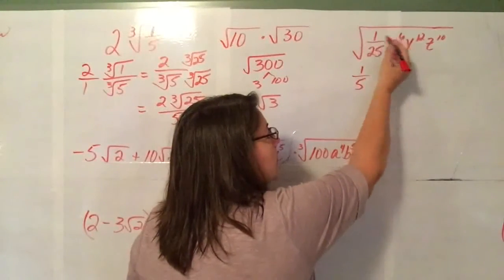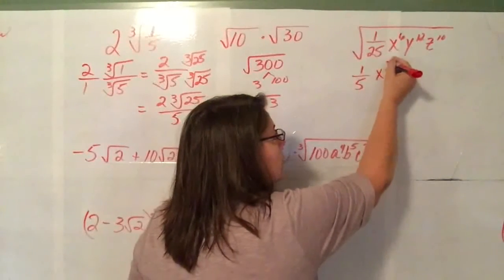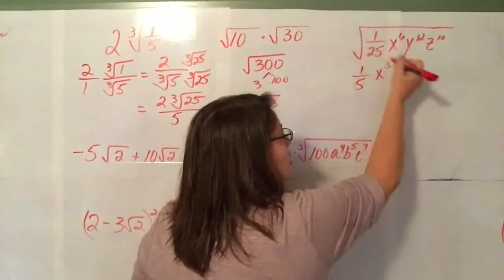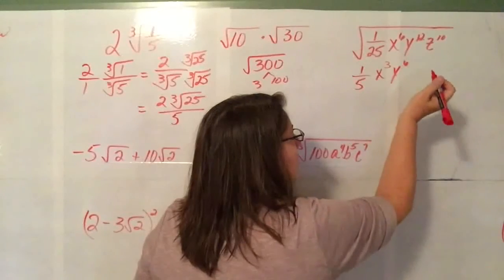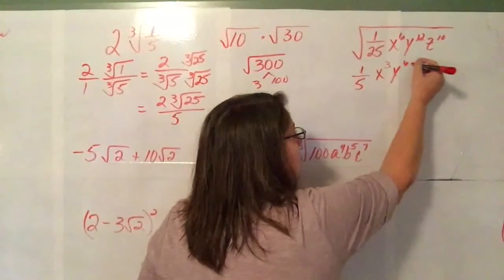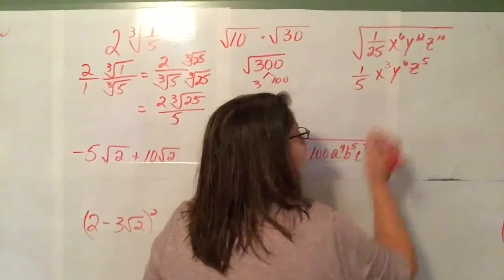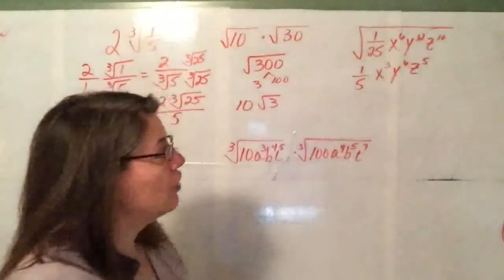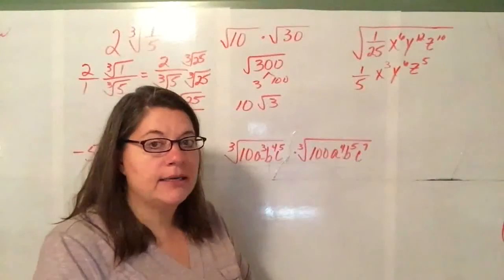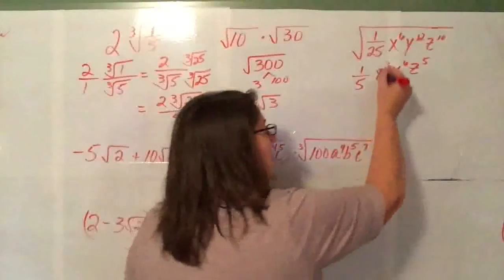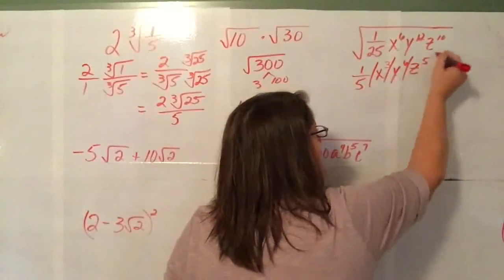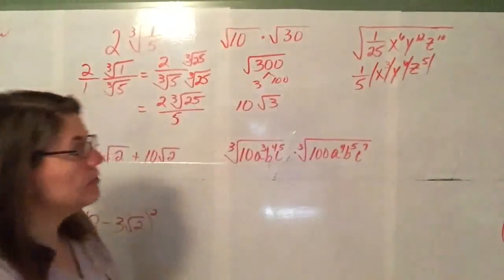So 6 divided by 2 is 3, so I bring out x cubed. 12 divided by 2 is 6, so I bring out y to the 6th. 10 divided by 2 is 5, so I have z to the 5th. Any exponent that started even and ended odd needs absolute values, so I need x cubed in absolute value and z to the 5th in an absolute value.